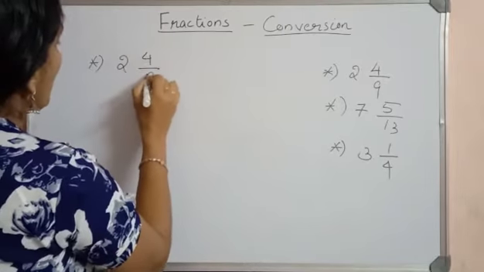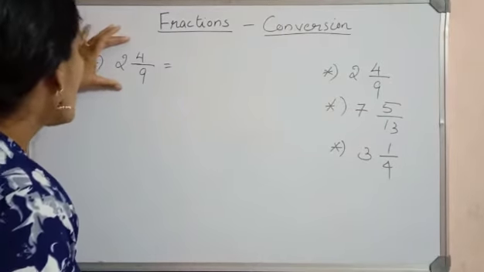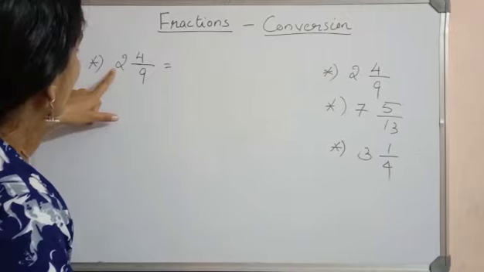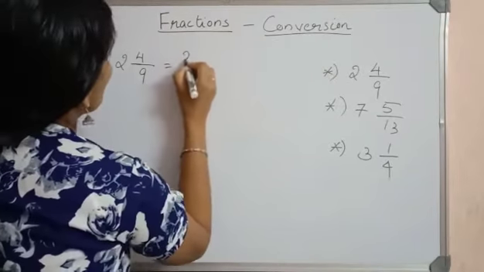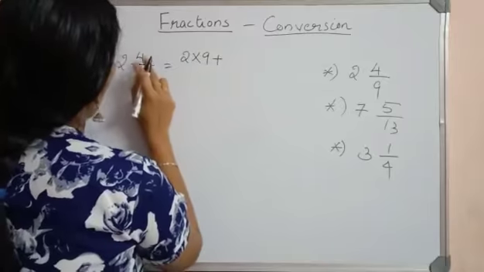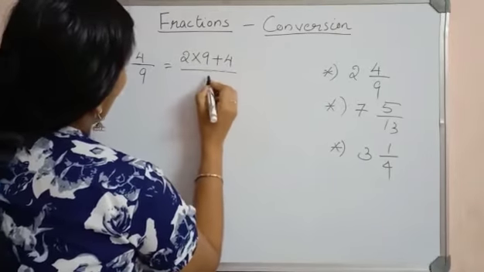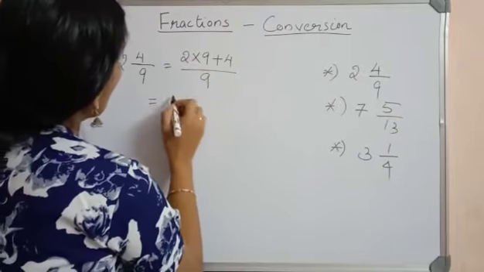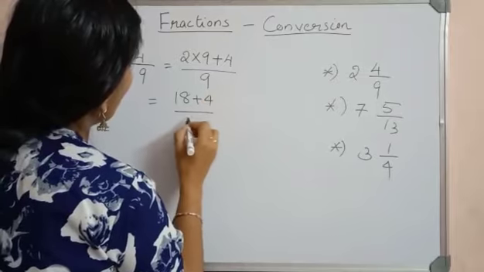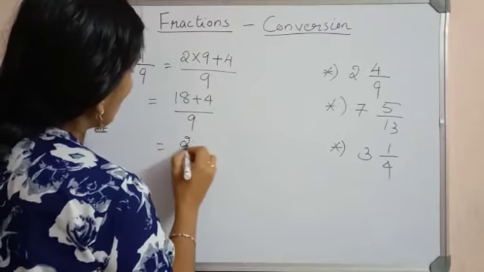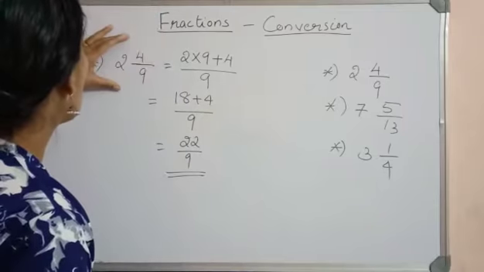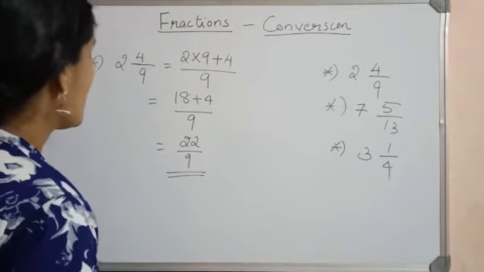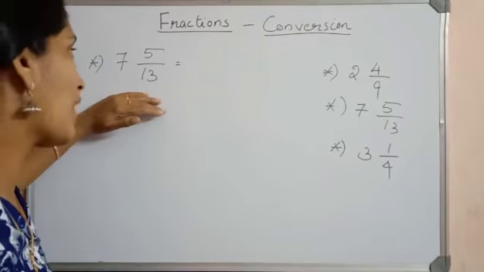2 4 by 9. Whenever we get a mixed fraction, we need to multiply the integral part with the denominator. So what's the integral part here? That is 2. 2 into 9, and then you need to add the numerator, so divided by 9. This is how the conversion can be done. So 2 nines are 18 plus 4 divided by 9 and that is equal to 22 by 9. This is how we can convert 2 4 by 9 to an improper fraction, and that is equal to 22 by 9. Look at the next question, 7 5 by 13.